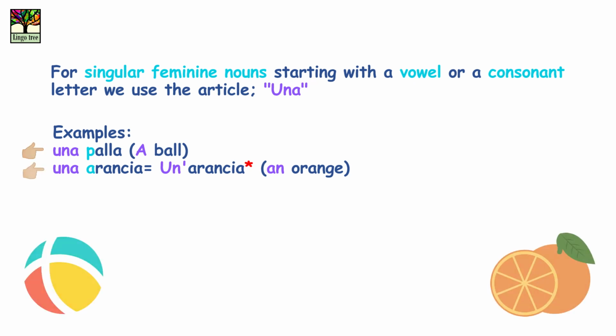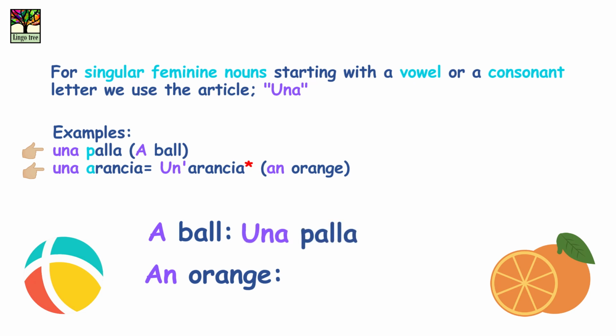In Italian, both ball and orange are considered feminine nouns, and one starts with a vowel letter and the other with a consonant letter. Therefore, in order to say a ball or an orange, we use the article una. Una palla. Un'arancia. Yummy!